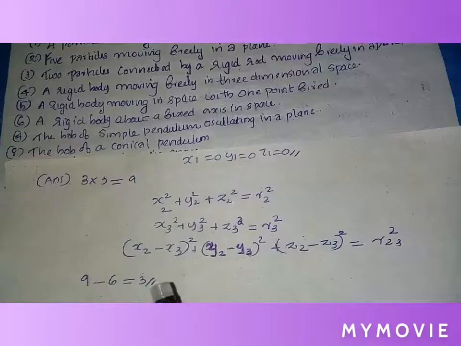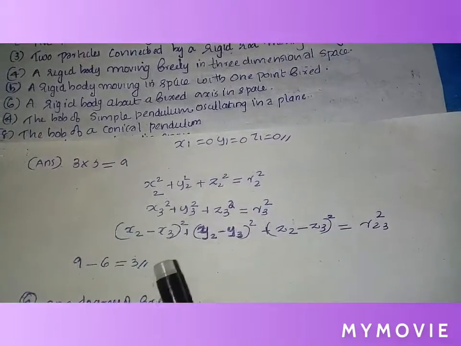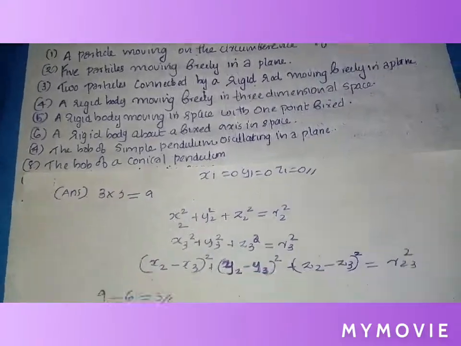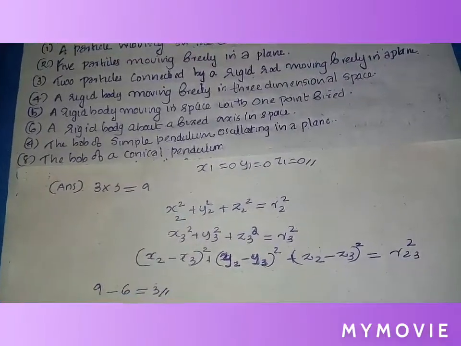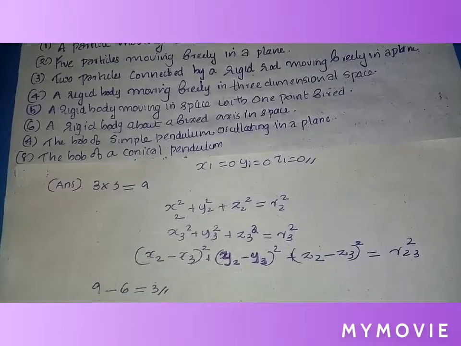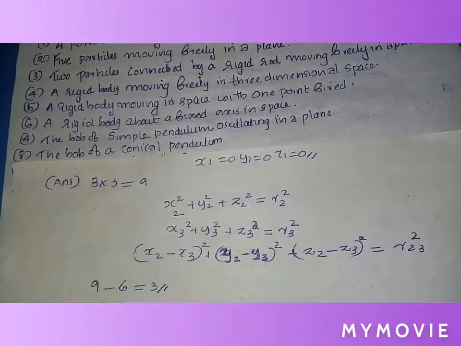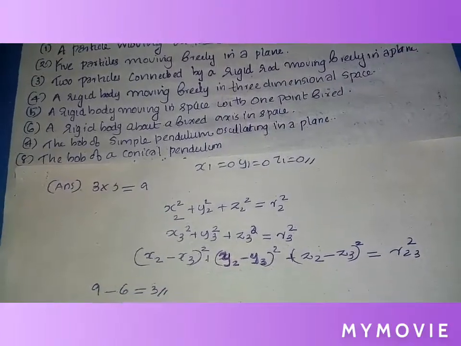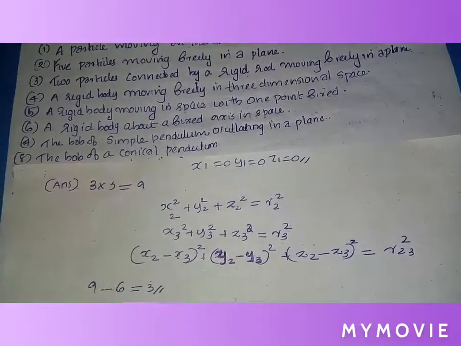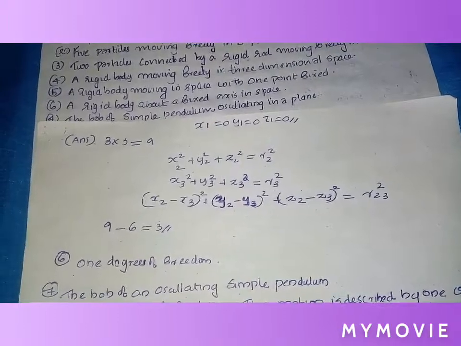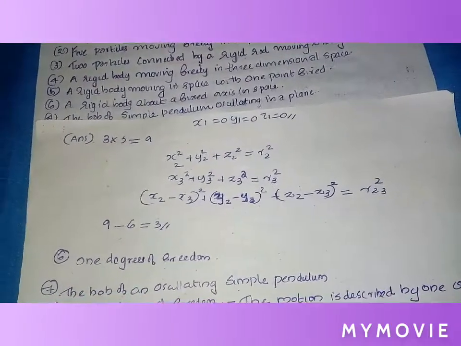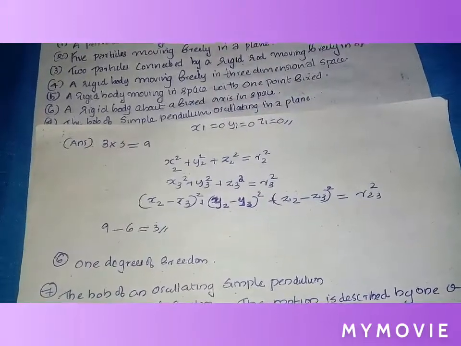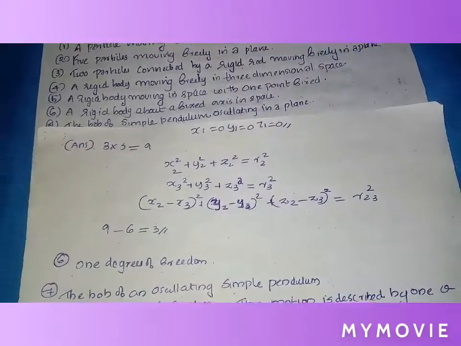So 9 minus 6, here 6 constraints, so 3 are the degrees of freedom. This is the degrees of freedom of a rigid body moving in space with one point fixed. A rigid body about a fixed axis in space means we need only 1 degree of freedom. Here we need only the theta angle between the fixed axis and the rigid body.